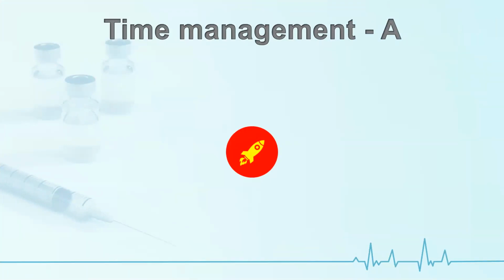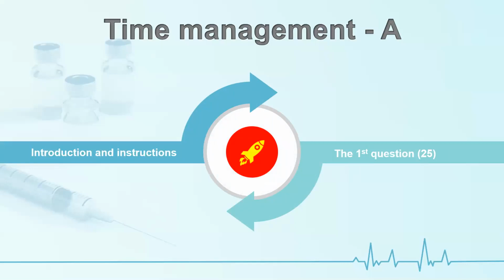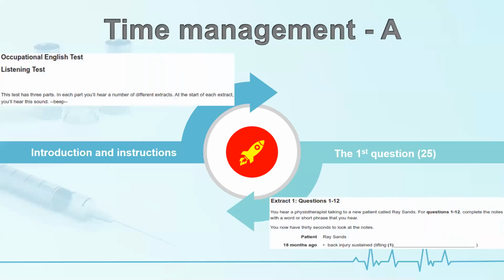Regarding time management for part A in the listening subtest. For part A, here we have this introduction, like the English test, listening test. This test has 3 parts. In each part, you will hear a number of different extracts. At the start of each extract, you will hear this sound. Then you will have this time gap. And after that, the recording will start for the first extract, from the first question till the end, question number 12.